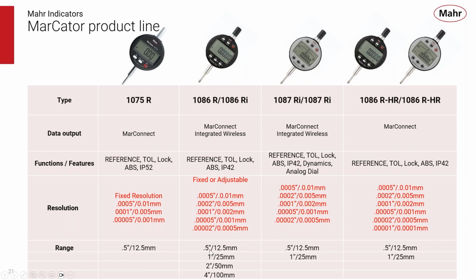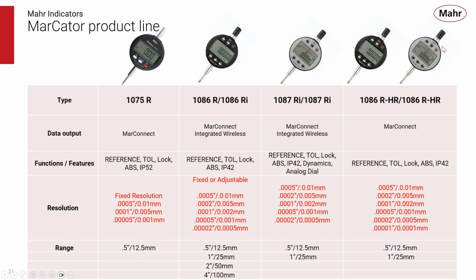The 1086 comes in 1/2 inch all the way up to 4 inch capacities, and the 1087 in 1/2 inch and 1 inch capacities. Then on the top of the line there, we have the HR versions, the high resolution.